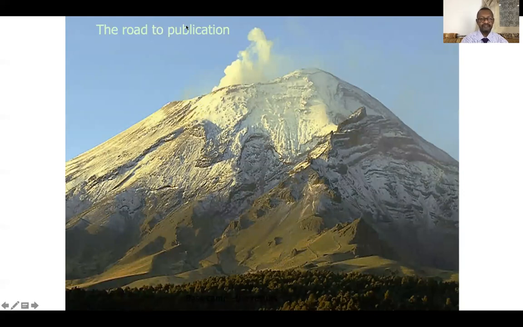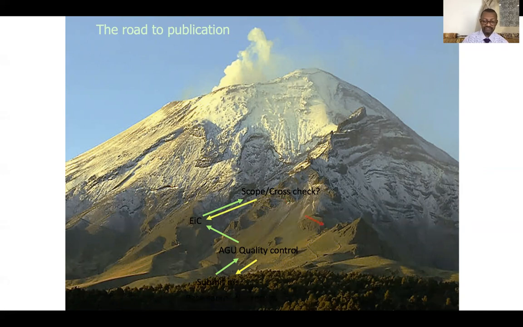Okay, this is the road for publication. It is not an easy road. It is very difficult. Many publications cannot easily pass the quality control and are returned for improvement. If it is in scope and passes the cross-check, it goes on; if not, it can be returned to the authors, and about 5% at this stage will be rejected.